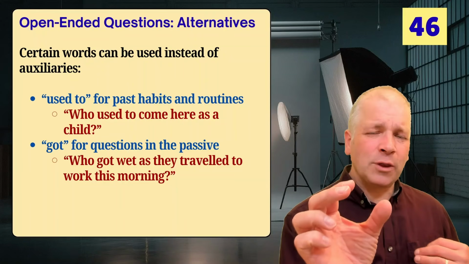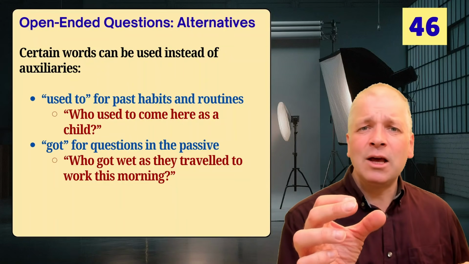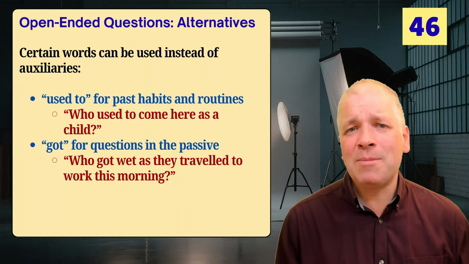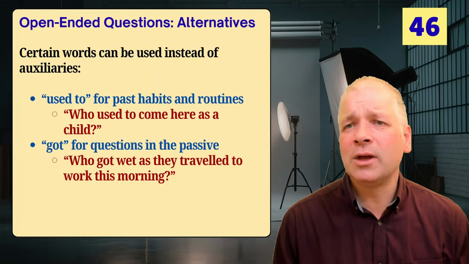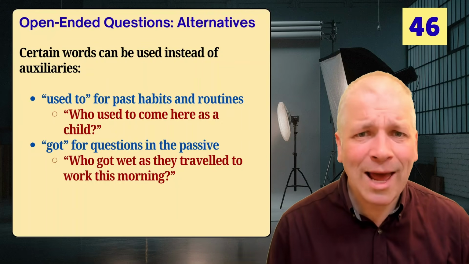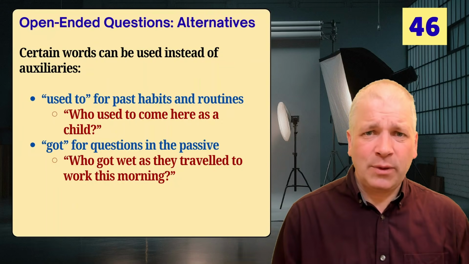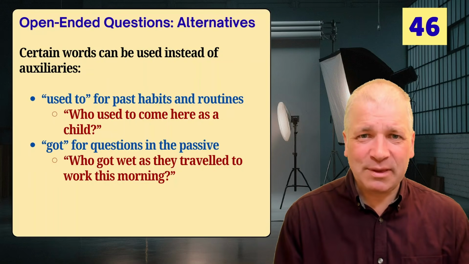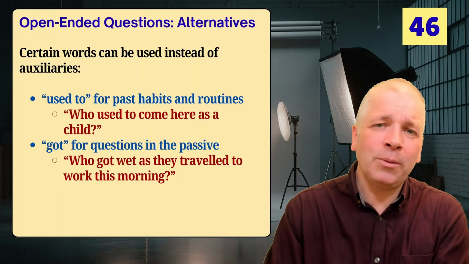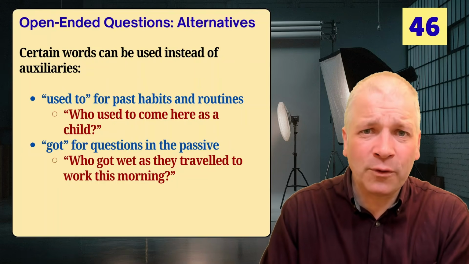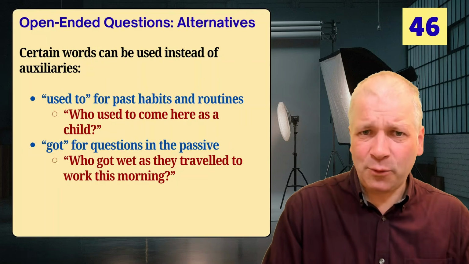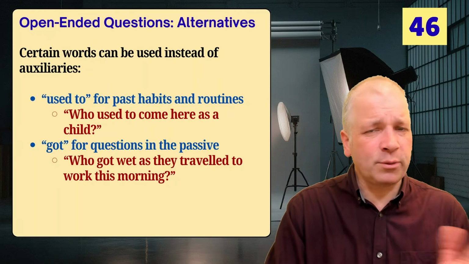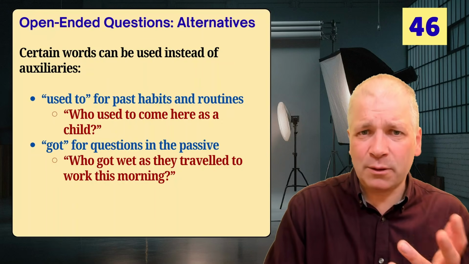And when we use got for the passive, we generally mean that there was some participation of your own in making it happen. You only got soaked because you went out in the rain. So there's more involvement in the action that you receive when you use got. But got can be put in that position before the verb as a replacement for the passive form. So those are two alternatives that can go into question words that are not auxiliaries or not simply the verb in the subject question.